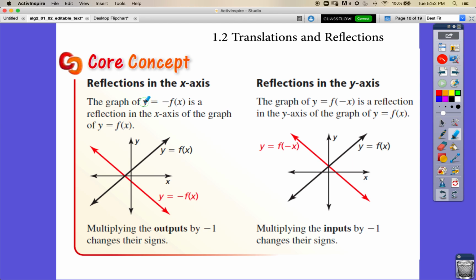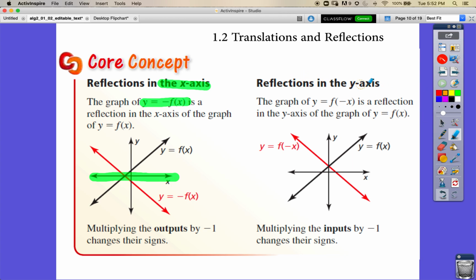I want you to look at this equation, y equals negative f of x. So if there's a negative in front of the entire function, it's going to be a reflection over the x-axis. So what I want you to look at here is, here's the x-axis. If you were to fold it, this is the line of reflection, it would mirror on both sides.